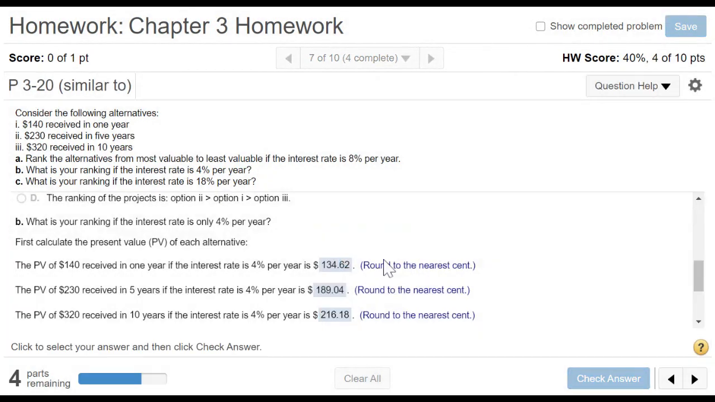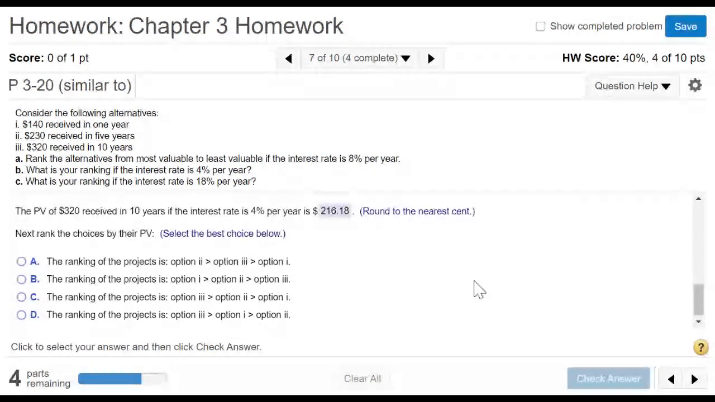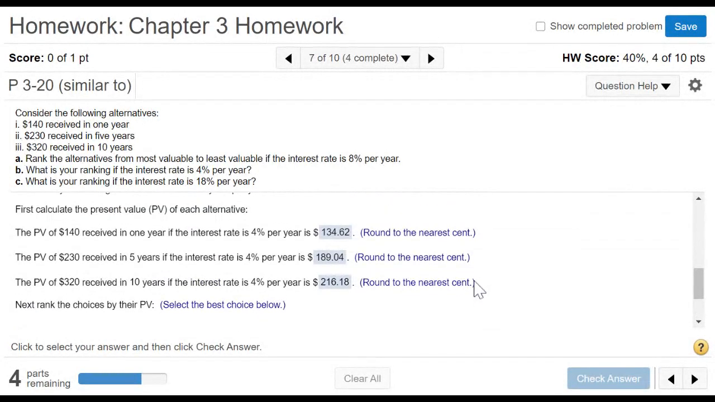Good. Now rank them. Professor, can we just go over how to calculate that last one? Sure. I'm getting weird numbers on my calculator. So it's N equals 10, I/Y equals 4, payment is 0, future value is 320, and then compute for present value. I'm getting a negative number. Did I press something wrong?